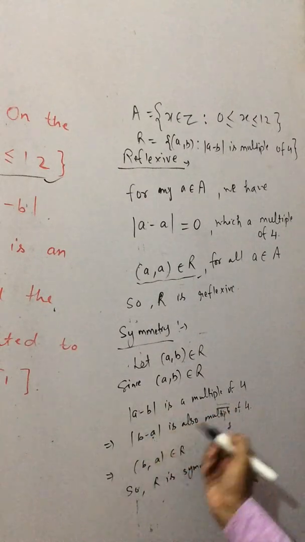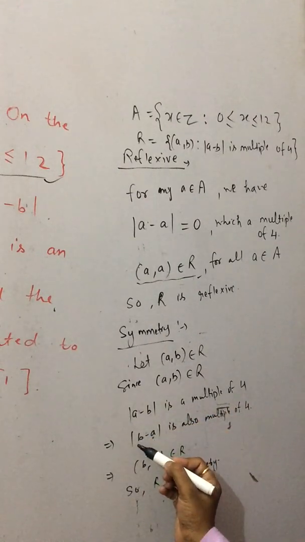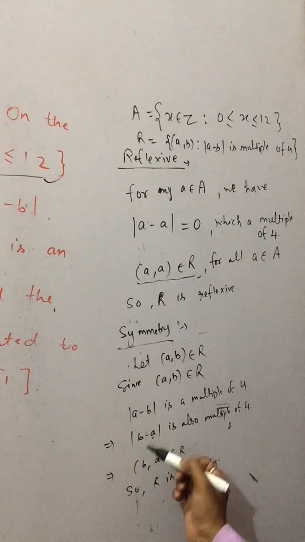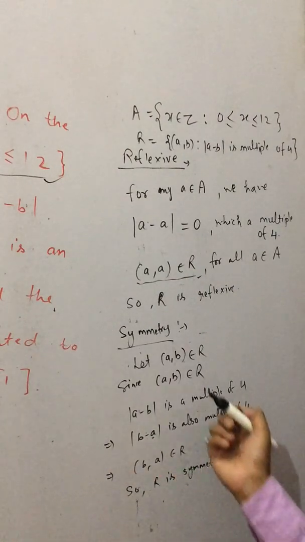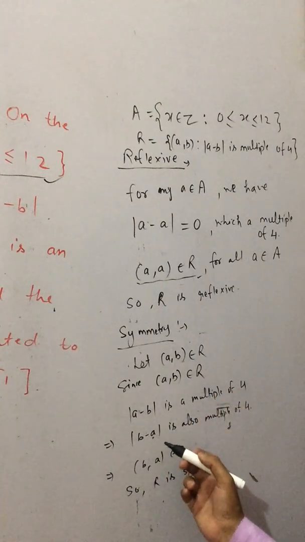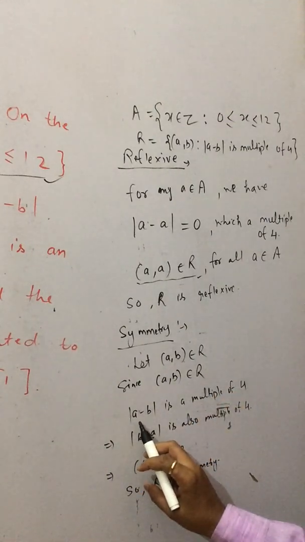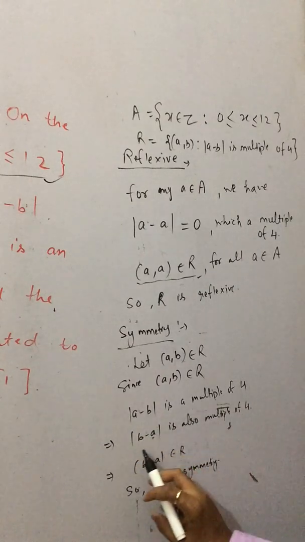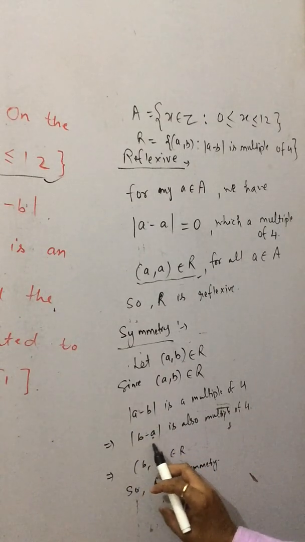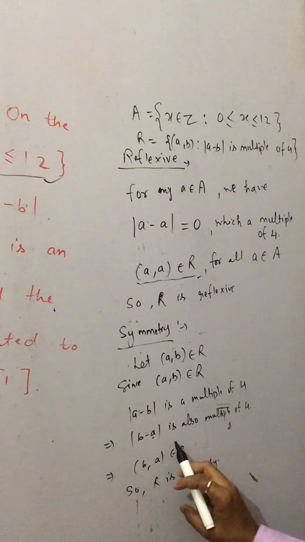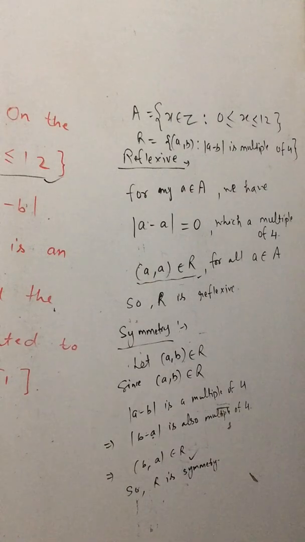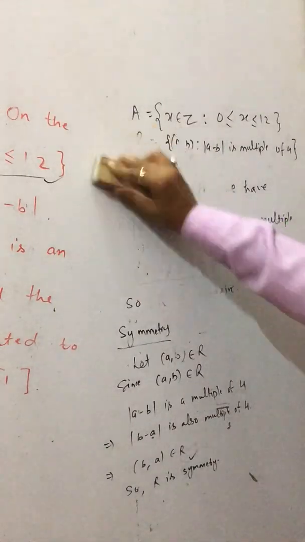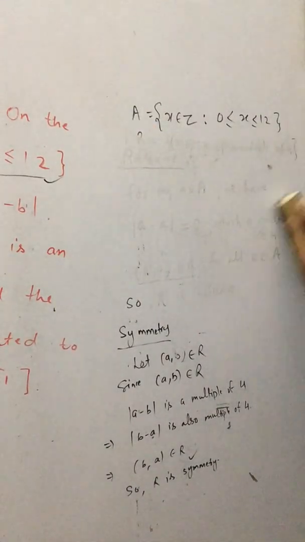And |a minus b| is nothing but |b minus a|. Since |a minus b| is a multiple of 4, you will also get that |b minus a| will also be a multiple of 4. So in this case BA belongs to R, and so reflexive and symmetric relation is proved. Now you need to prove whether it is transitive or not.